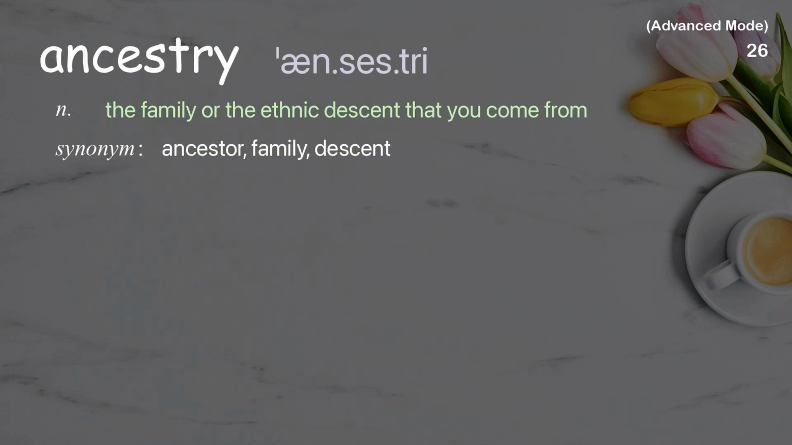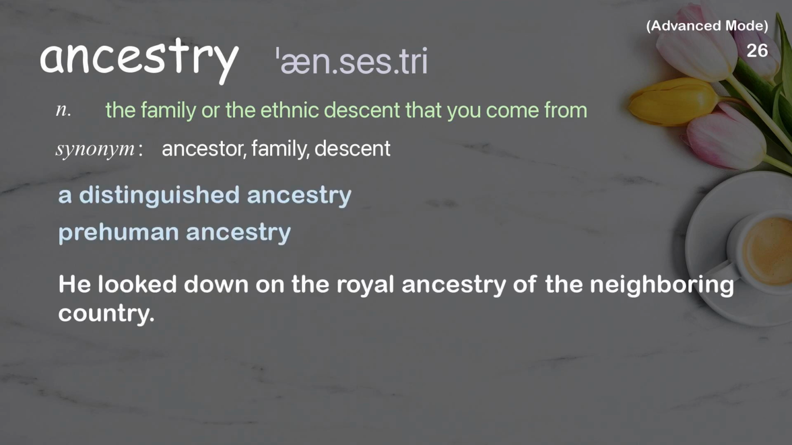Ancestry. The family or the ethnic descent that you come from. Examples: a distinguished ancestry, pre-human ancestry. He looked down on the royal ancestry of the neighboring country.